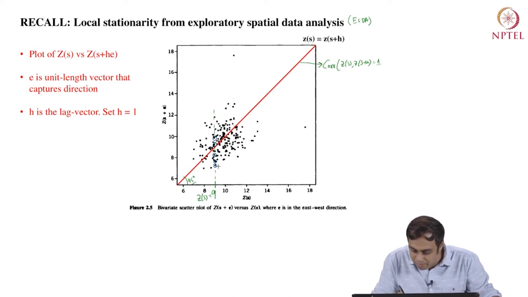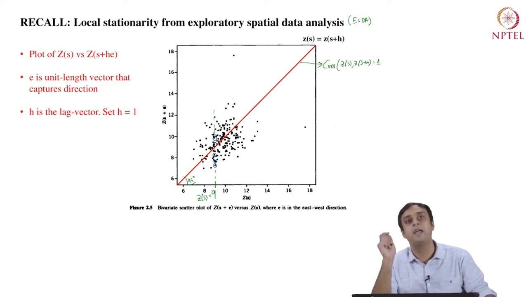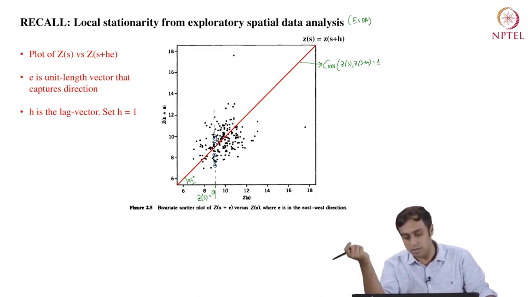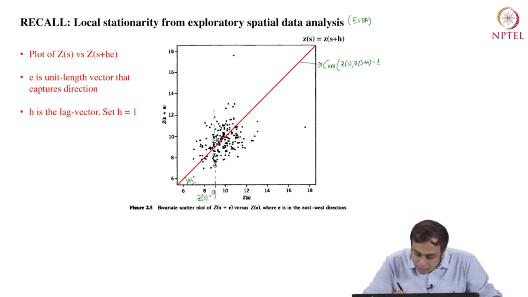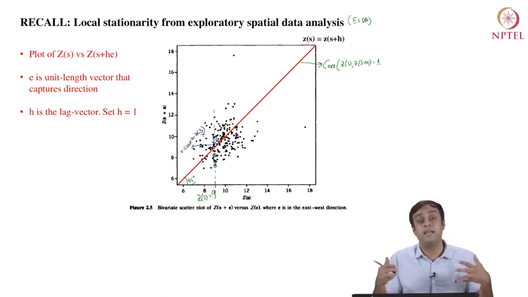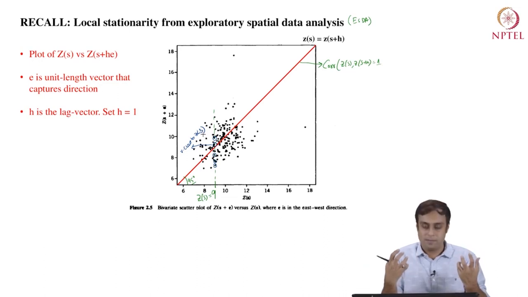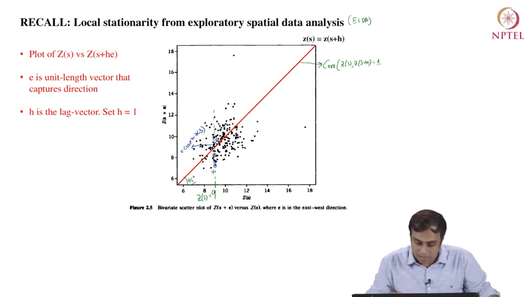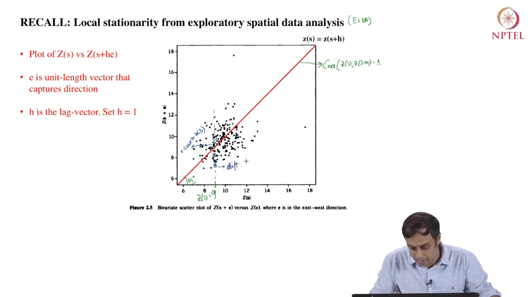Okay, so I have 1, 2, 3, 4, 5 approximate values to Z(s) equals 9. Some of these values are very, very close to Z(s). They represent very strong spatial dependence. Some of them are quite far apart, quite different, right?